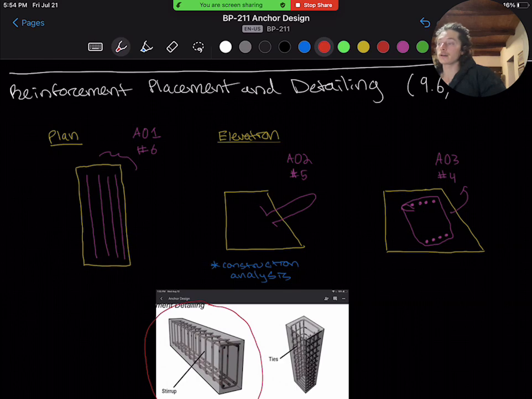A03, or number 4 bars, compose the stirrups. They serve a purpose of holding in place the longitudinal reinforcement as well as providing shear reinforcement in the beam.